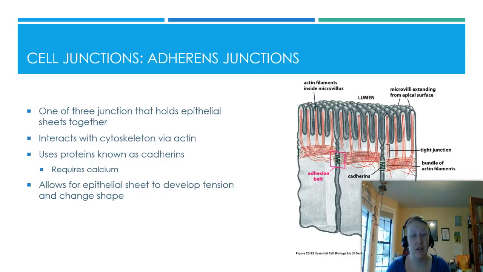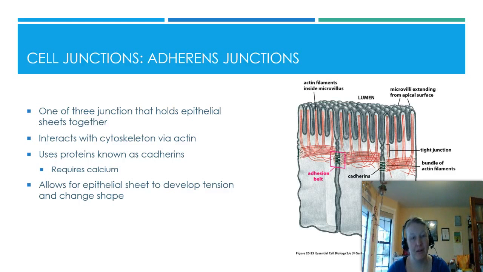Our next cell junction is adherens junctions, and this is one of the three junctions that's going to hold the epithelial sheets together. We're going to talk about the other two in just a second. This cell junction interacts with the cytoskeleton via actin, and you can see these adherens junctions between the cells, and what that does is it holds them together, this bundle of actin fiber, and it uses these actin fibers to really keep those structures together. The proteins that are used here are called cadherins, and they require calcium to help these bonds form.